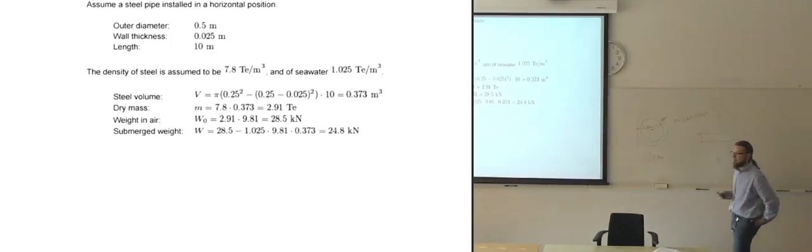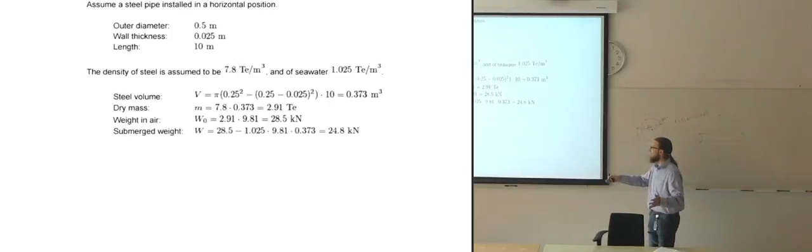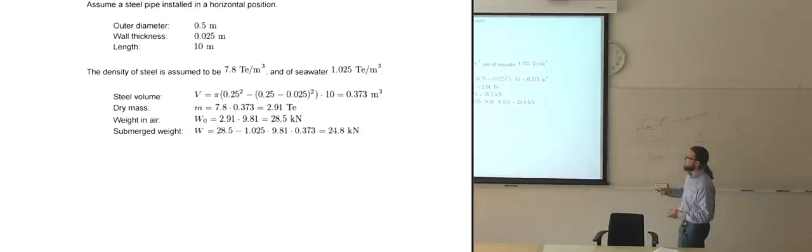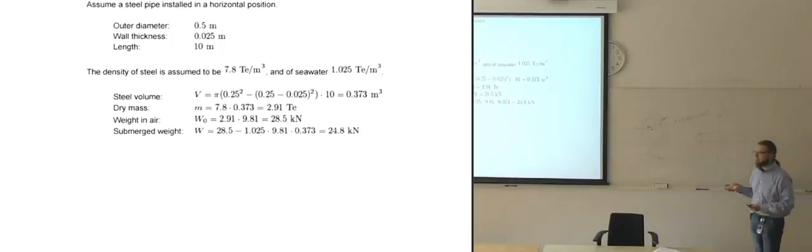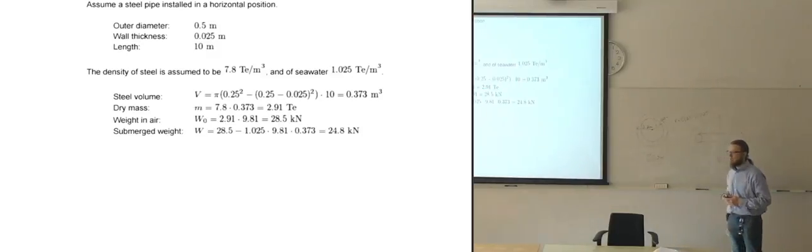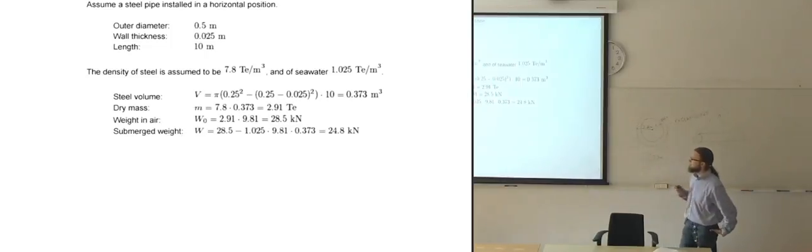So not that much buoyancy on this one compared to the plate, where we were more than halving the weight of the plate itself by lowering it in. While here it's much more dense. So most likely the plate that we were looking at in the last example was either not made completely of steel, or it had pockets of air inside it, or something like that. So for some reason it wasn't solid steel like this pipe is.